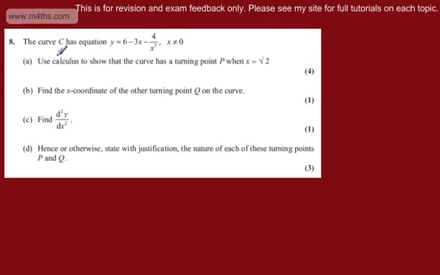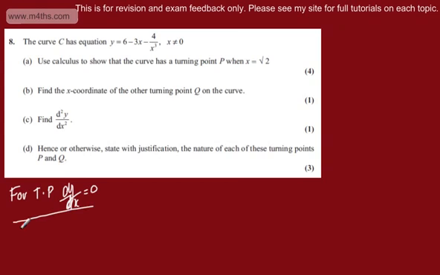In question 8, we're told the curve C has equation y is equal to 6 minus 3x minus 4 over x cubed, where x cannot be equal to 0. In part A, we're asked to use calculus to show that the curve has a turning point P when x is equal to root 2. The question carries 4 marks. So for a turning point, dy by dx, the derivative, will be equal to 0.